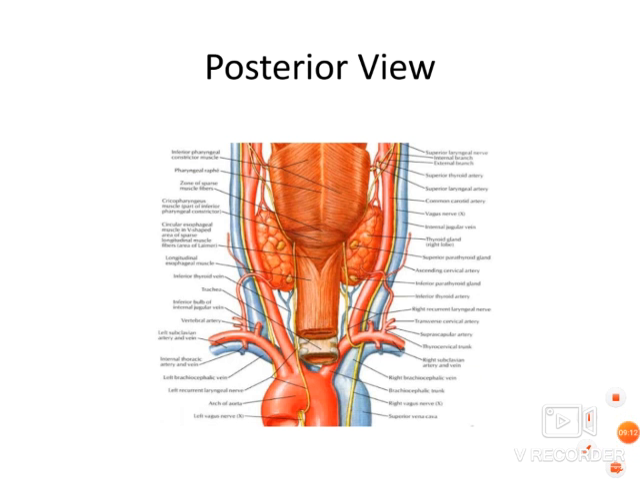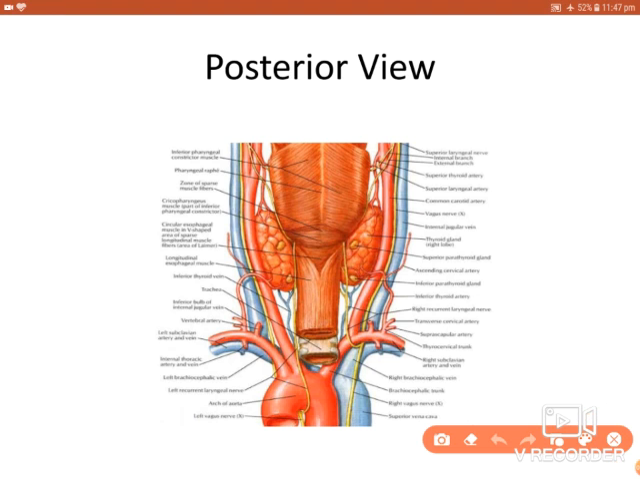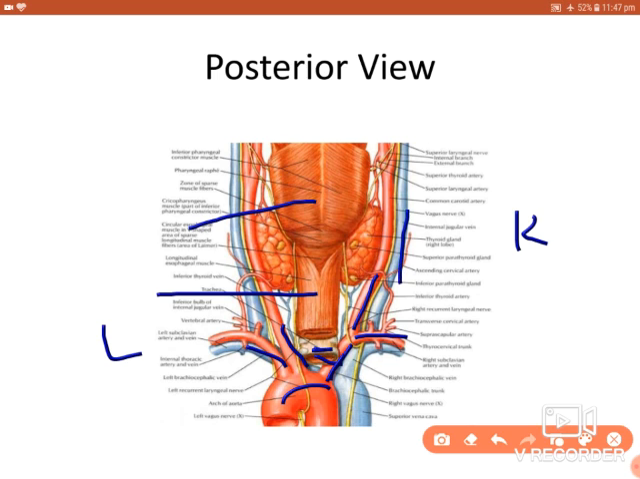Then here you are seeing the posterior view of this gland. See here posteriorly, this is the inferior constrictor of the pharynx. This one is the esophagus. Anterior to that, this is the trachea. This is the right aspect, and this one is the left. Here this is the arch of aorta. This is the left common carotid, left subclavian, brachiocephalic trunk, right common carotid, right subclavian. Here I can say this is the internal jugular vein, common carotid, and vagus nerve.